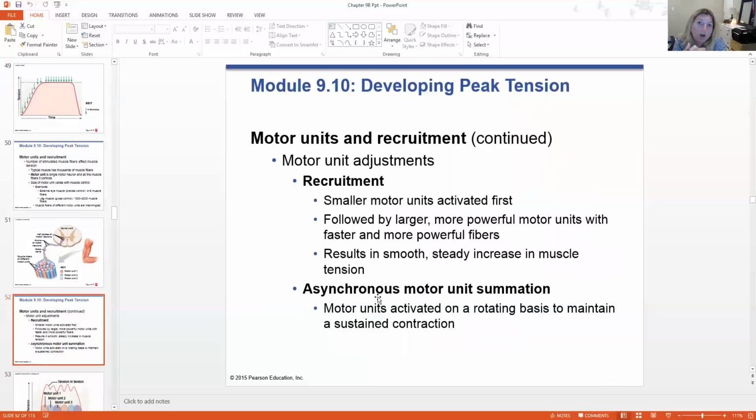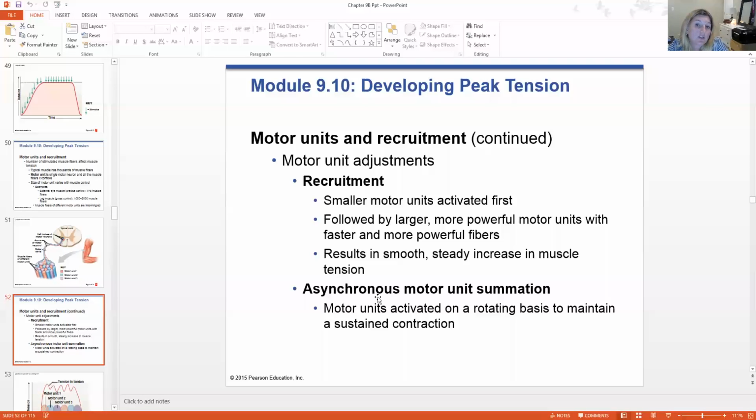Recruitment is when the smaller motor units are activated first. Then the larger, more powerful motor units are activated. And so this is where there's more of a slow, smooth, and steady increase in muscle tension instead of just, oh, it's there already, right?